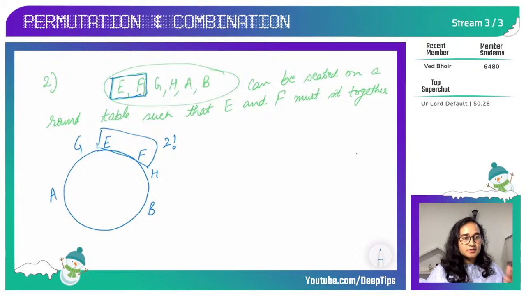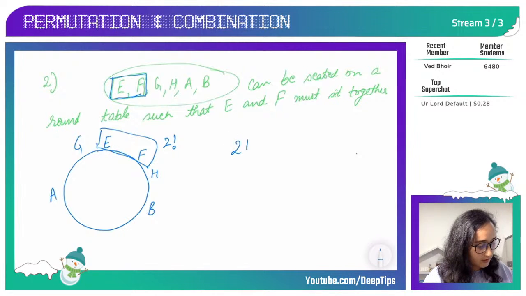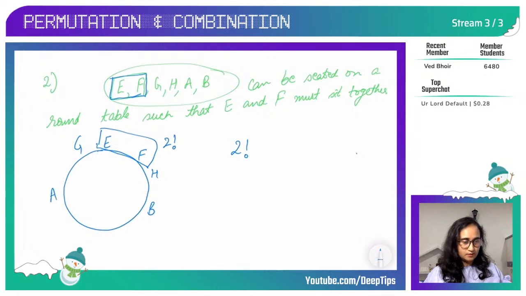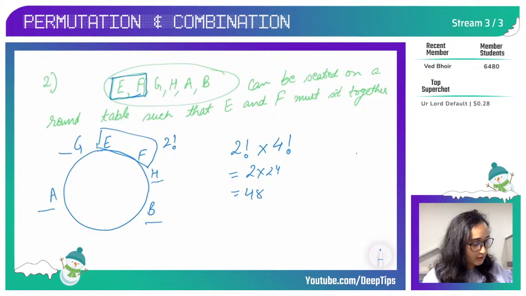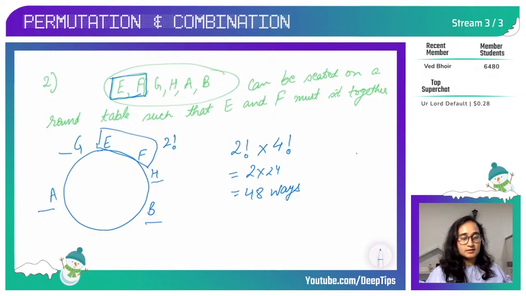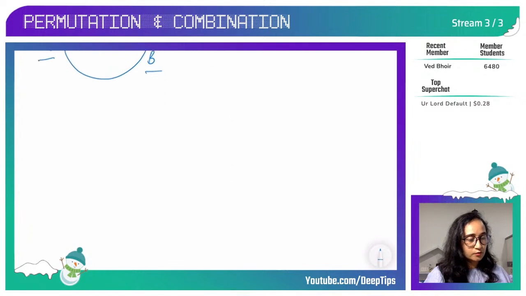Okay, so for this kind of question, first of all, we have fixed EF. EF has 2 factorial ways to arrange themselves, and the remaining G, A, B, H can arrange themselves in 4 factorial ways, correct? So this is how you can find the different arrangements in which these 6 people can be seated on a round table. So if you calculate this, we know that 4 factorial is 24, 2 into 24, so I have 48 ways to arrange them. Okay, so let's move on to the third question.